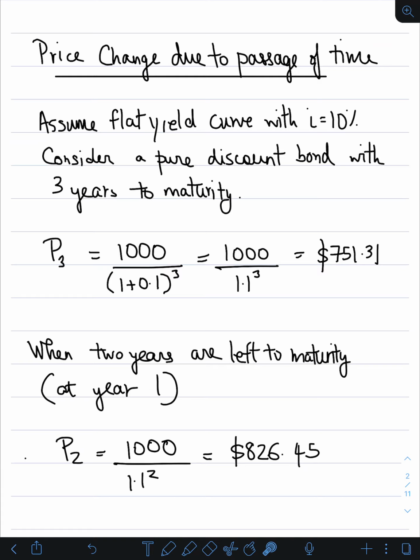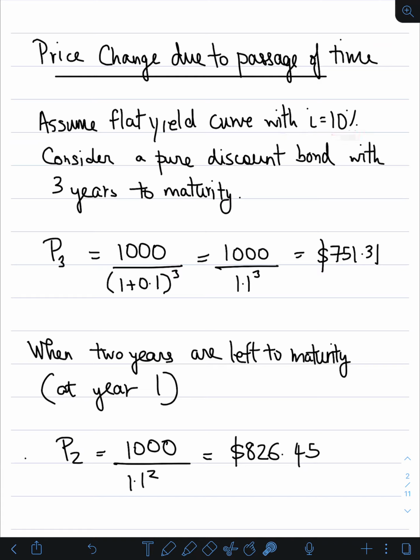So let's first talk about price changes due to the passage of time. We'll assume a flat yield curve with I equals 10%. That means that regardless of what maturity bond we have, the yield is always 10%. How do we value an asset when there's a certain time left for that bond? We take the present value of that asset. If you remember from 3310, present value is just the future value divided by 1 plus that interest rate, if it's a pure discount bond. If there are no other cash flows coming into play, we just take that future value.